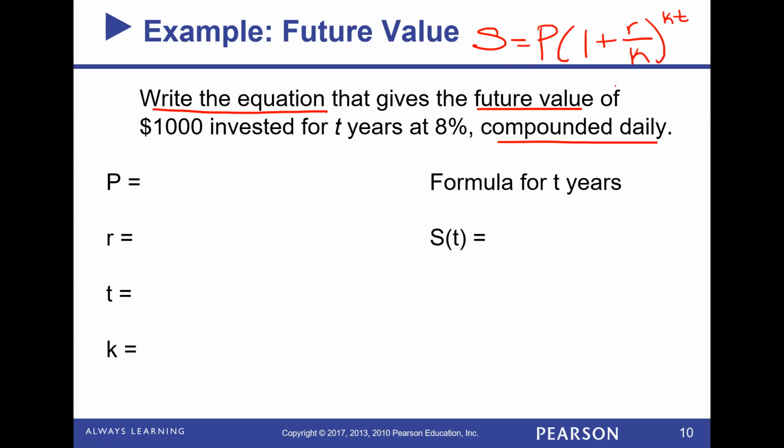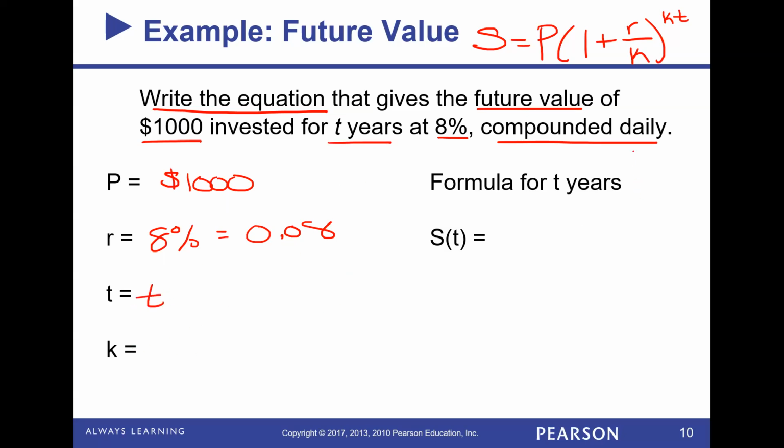And again, for this one, compounded daily, this is something other than annually, so that K is going to stay there. So how much money am I putting away? Well, I'm putting away $1,000, investing 1,000. We're doing 8%. And again, I really don't like to see 8%, so we're going to change that to a decimal, 0.08. T is still going to stay T years there.